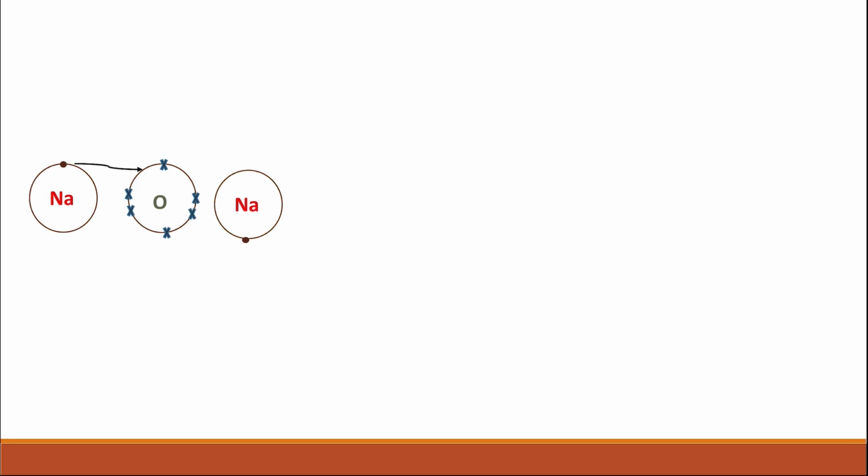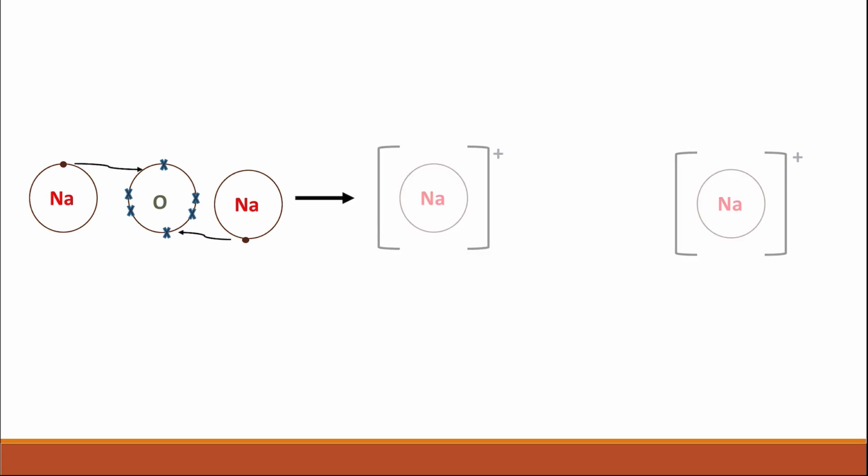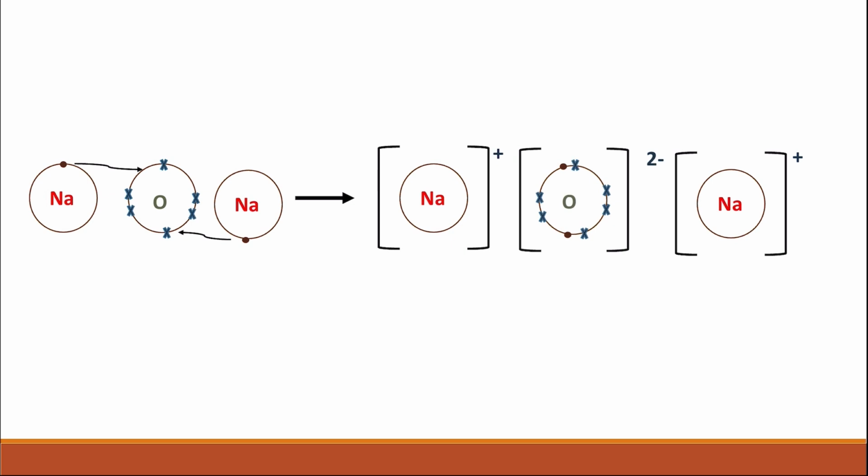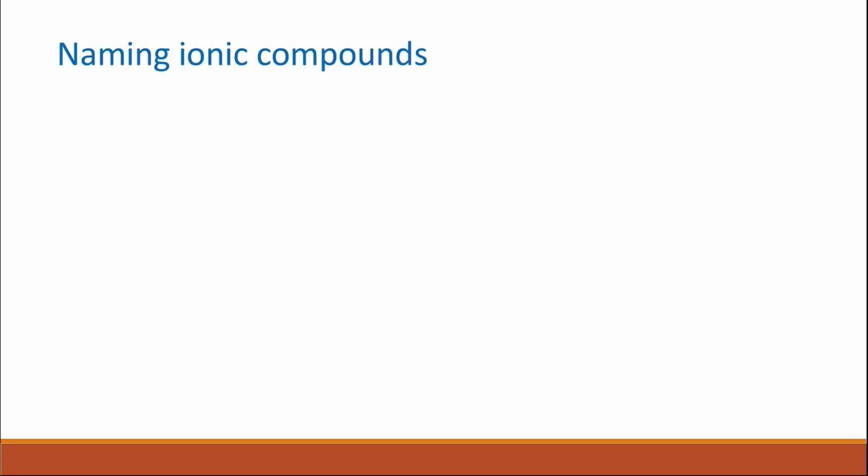In this case, each sodium atom will lose 1 electron to give it to the oxygen, and the oxygen will gain 2 electrons. So now to draw the ionic compound, we will have 2 sodium ions, each with 1 plus charge, and then in the middle we're going to have the oxygen which has gained the 2 electrons, one from each sodium, and it will have a 2 minus charge.